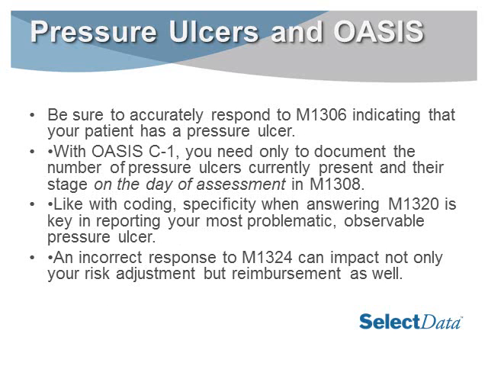Of the record. We are now able to capture every ulcer that you're taking care of. Now you need to be sure to respond accurately to M1306, indicating that your patient has a pressure ulcer. With OASIS C1, you need to document the number of pressure ulcers currently present and their stage on the day of assessment in M1308. Like with coding, specificity when answering M1320 is key when you're reporting your most problematic observable pressure ulcer, because an incorrect response in M1324 impacts not only risk adjustment but reimbursement as well.